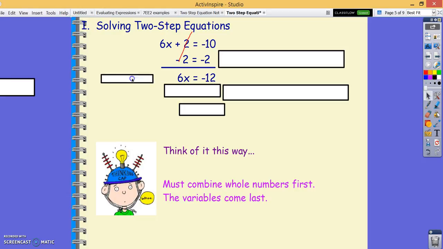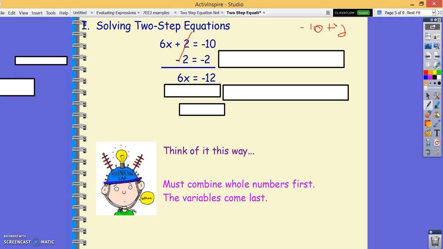Now, what I currently have is 6x equals negative 10 because negative 10 minus 2 is negative 12. And if you needed to do that on the side, negative 10 minus 2, you would do leave, change, opposite and see that it does actually equal negative 12.